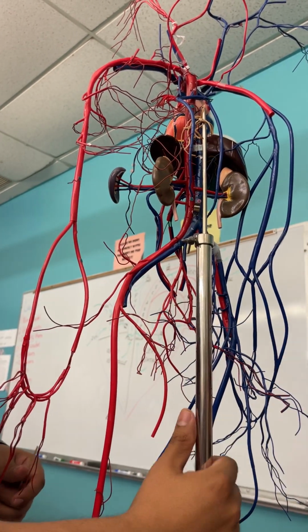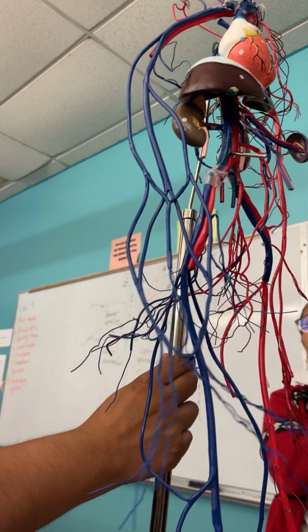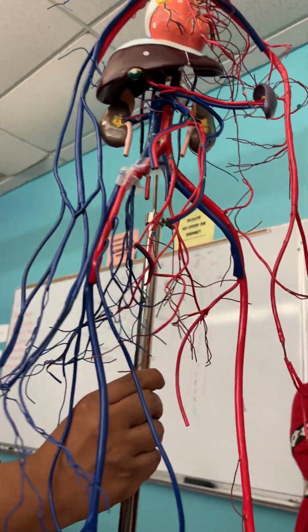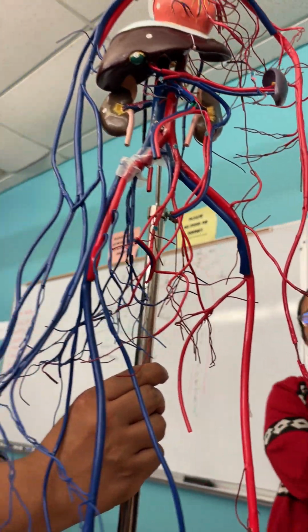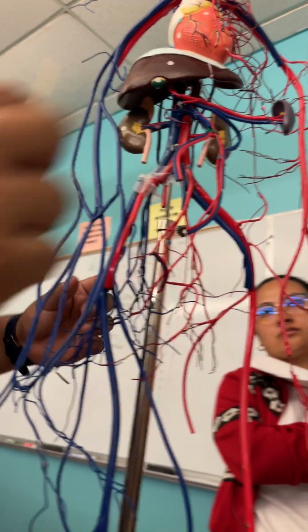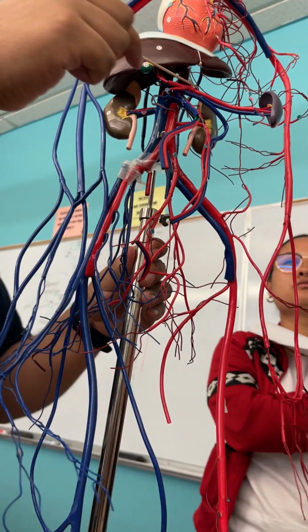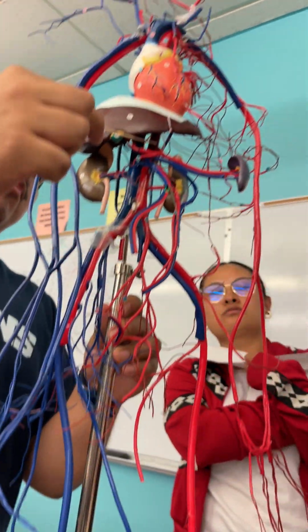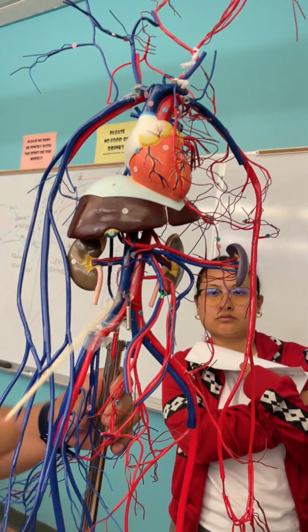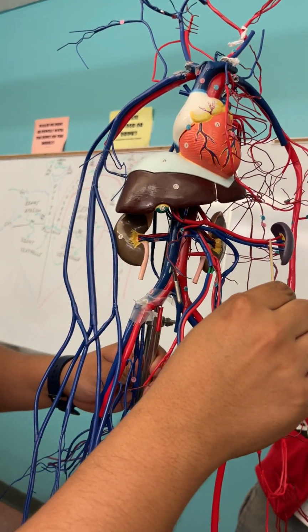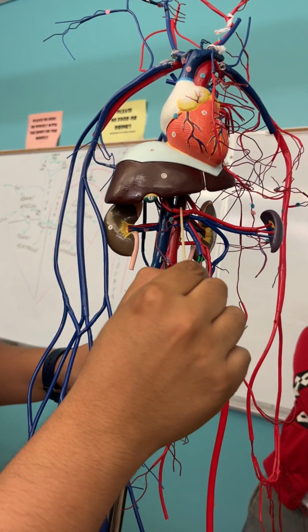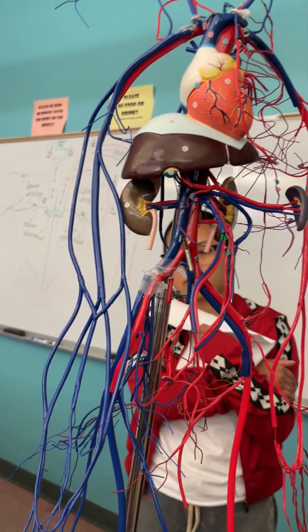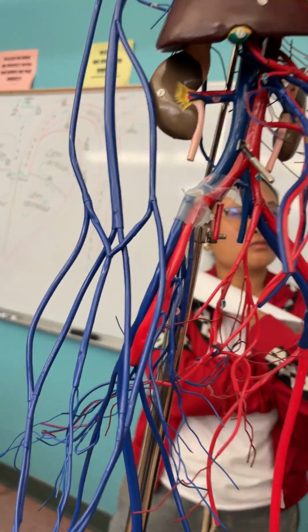Now, on the descending abdominal aorta, we have three trunks that come off of it that go to the organs. The first one, right here, is called the celiac trunk. It comes straight down and it splits into three vessels. One goes to the spleen, the splenic artery, one goes to the liver, the hepatic artery, and one goes around the stomach, called the gastric artery.